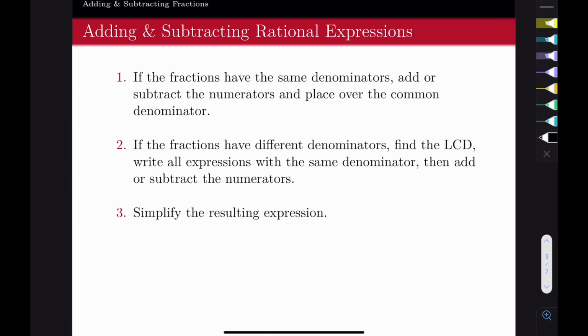Now when we add the variable, honestly, exactly the same thing happens. So if the fractions have the same denominator, you just go ahead and perform the operations in the numerator, and you keep everything over the common denominator. If they have different denominators, you need to figure out what your least common denominator is, write every expression so it has the same denominator, and then you can go ahead and condense it to a single fraction. Once you get through all of that, then you want to go through and simplify whatever that resulting expression is.